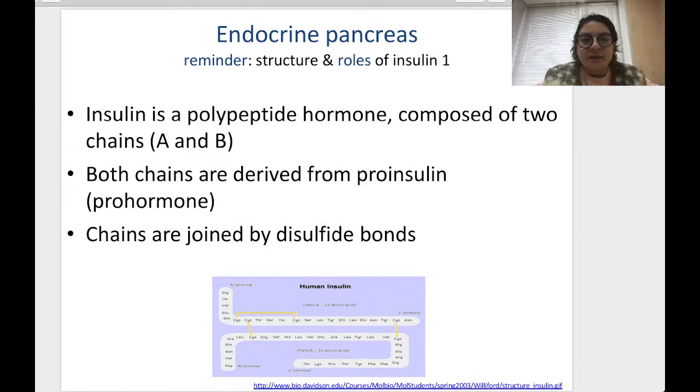Okay, insulin. It is a polypeptide hormone composed of two chains, A and B. Our today's lecture is connected specifically with insulin. Both of these chains, A and B, are derived from proinsulin. It is a prohormone, something that exists before synthesis of the hormone. These chains are joined by disulfide bonds. It is two chains connected with each other by small chemical bonds consisting of disulfide.